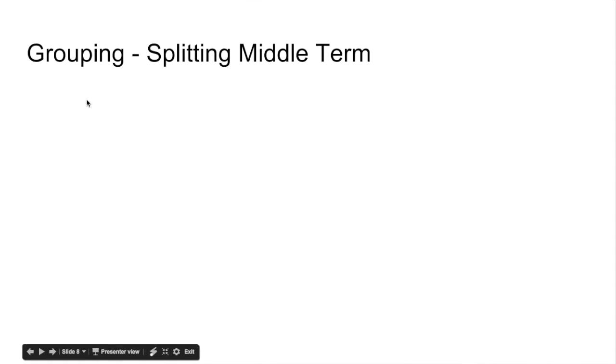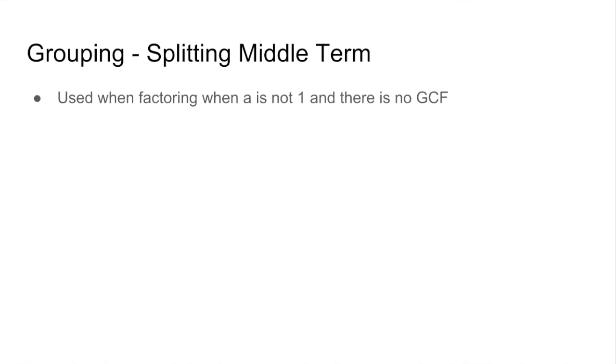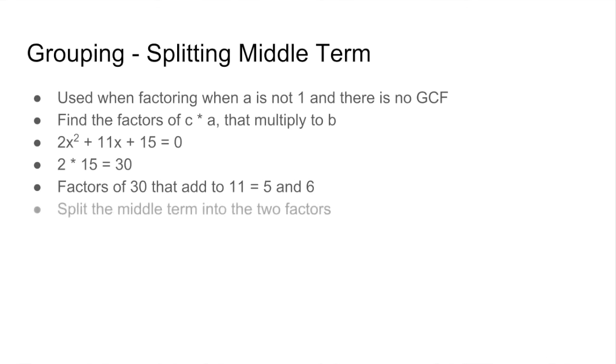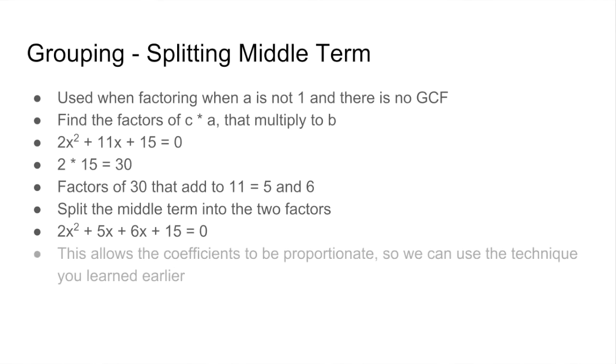The last concept relating to grouping we'll be showing you today is splitting the middle term. This is used when factoring when a is not 1 and there's no GCF, so you can't make a equal to 1. You find the factors of c times a that add to b. So for example, if you have 2x squared plus 11x plus 15 equals 0, c times a is 2 times 15, which is 30. And the factors of 30 that add to 11, which is b, are 5 and 6. So you split the middle term into the two factors, and you end up with 2x squared plus 5x plus 6x plus 15.